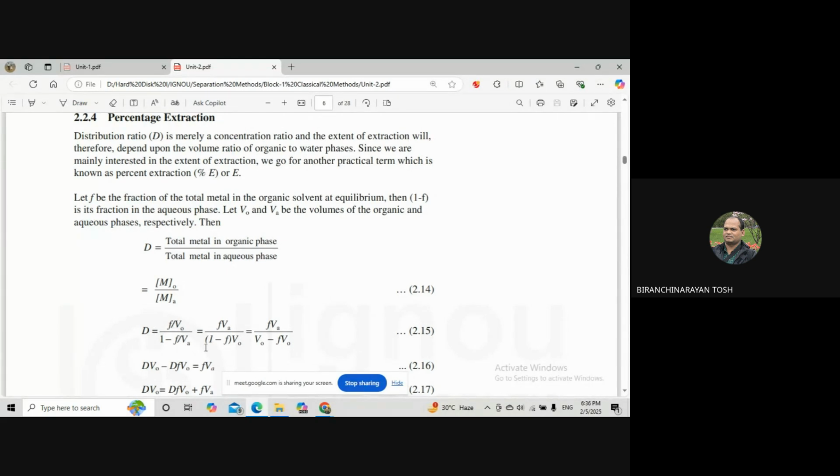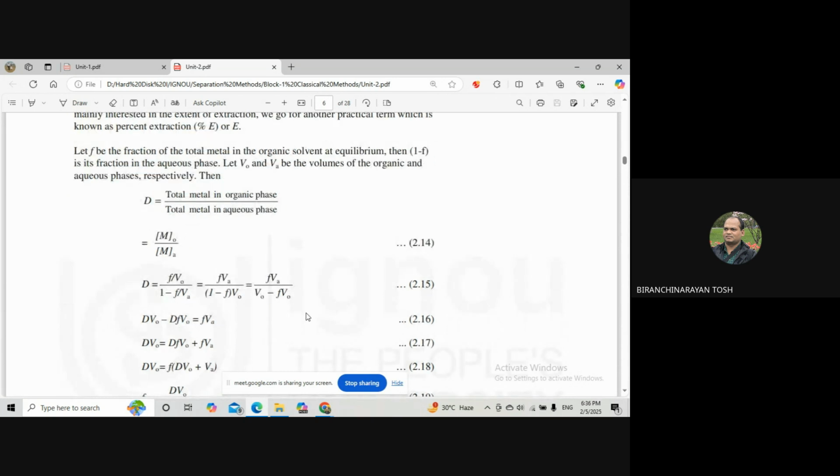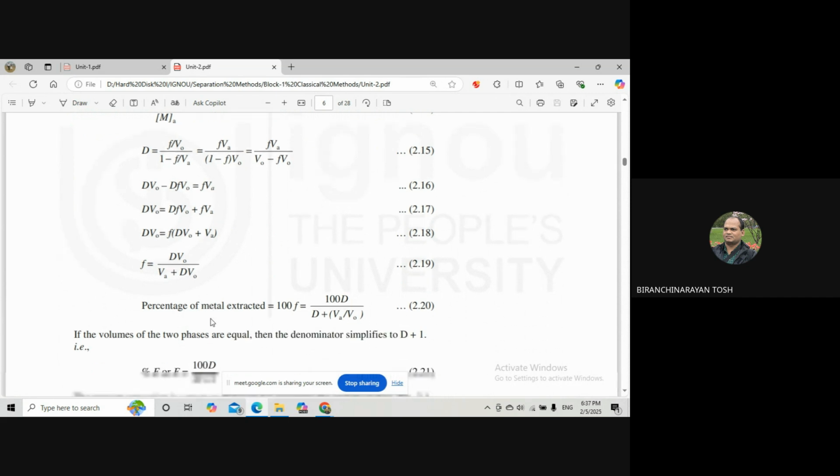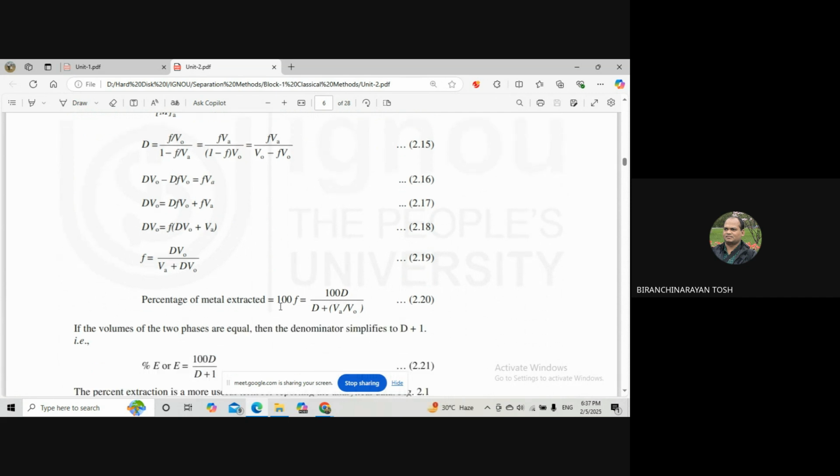Okay, so now if you just cross multiply, it will be F into VA divided by 1 minus F into VO. So D into VO, just cross multiplication. So F, the fraction, will be D into VO, where VO is the volume of organic, divided by VA, the volume of aqueous, into D into VO. So the percentage of metal extracted will be 100 into F, just multiply. So this will be 100.